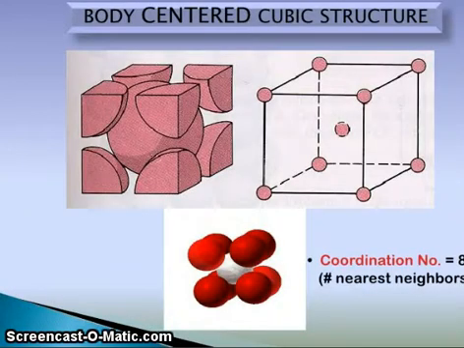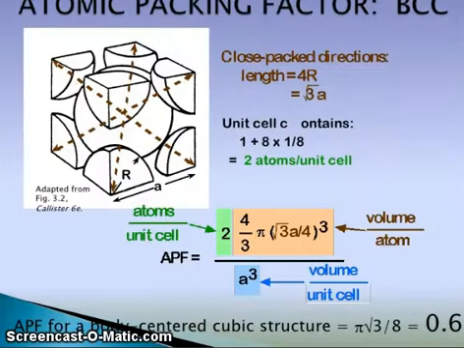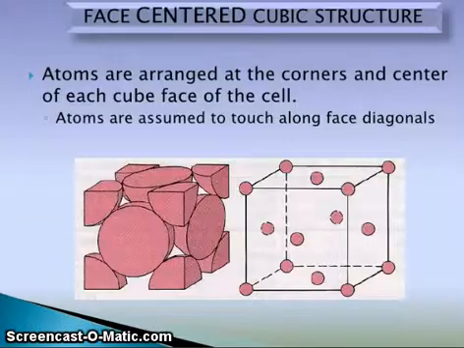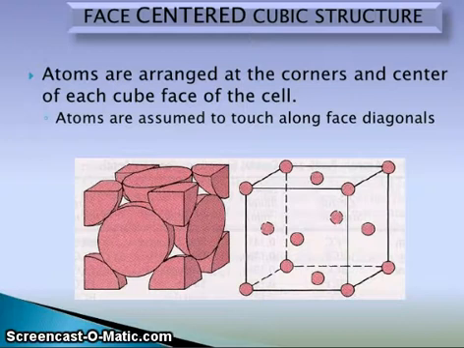Now body centered cubic structure, you can see coordination number 8. Atomic packing factor BCC: close-packed direction length 4R is equal to root 3 a. Unit cell contains 1 plus 8 times 1/8, so 2 atoms per unit cell. So atoms per unit cell 2, volume per atom 4/3 pi (root 3 a/4) whole cube, a cube volume per unit cell. Then efficiency is 0.68.